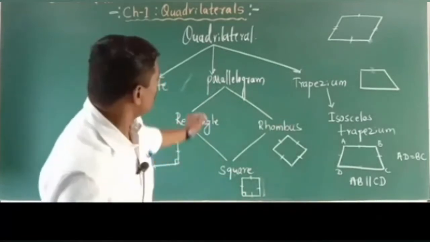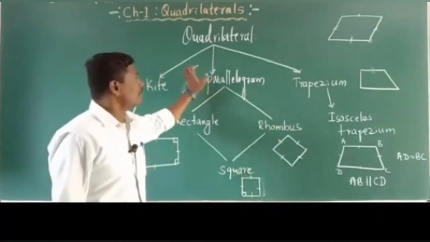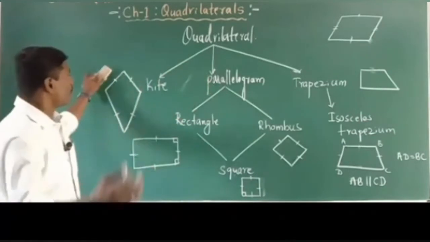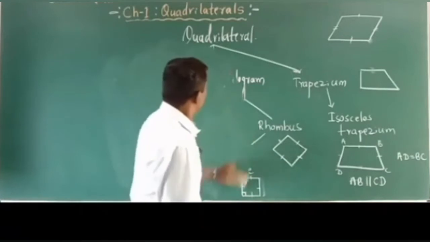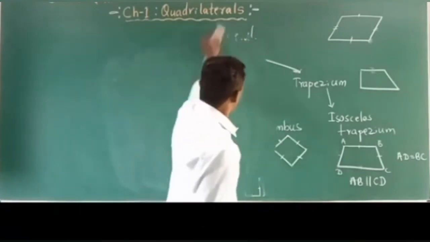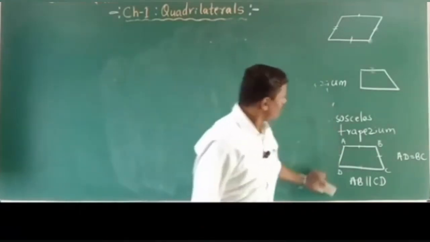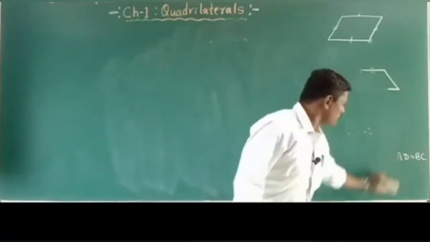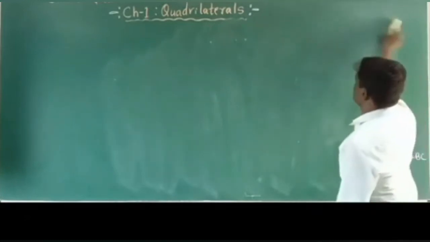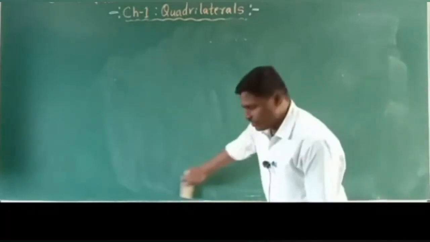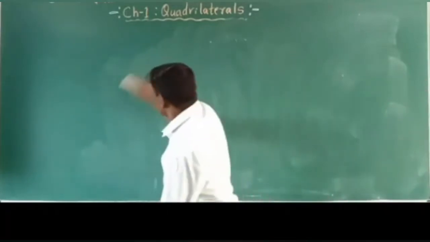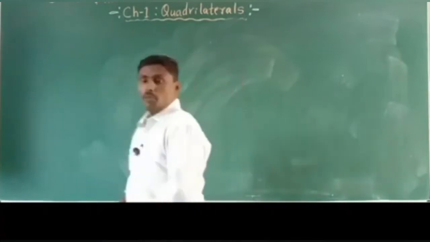Okay. So take the first one, which is a parallelogram. What are the properties of parallelogram? Consider the first quadrilateral, that is parallelogram. As we already discussed, parallelogram is a quadrilateral in which opposite sides are equal and parallel. Does a parallelogram have only one property? No, it has so many properties. Listen here.